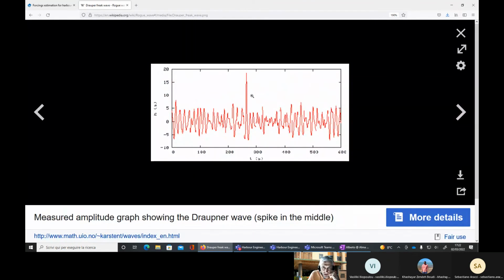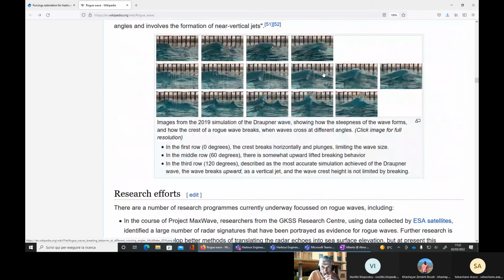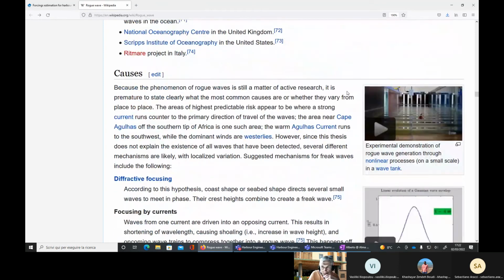There's a single one with an amplitude that is more than twice the amplitude of the other waves in the train. It is interesting, but still there is not much information to study them. They are the subject of active research. You see, this is a simulation in the lab, I think, where they are trying to form it.